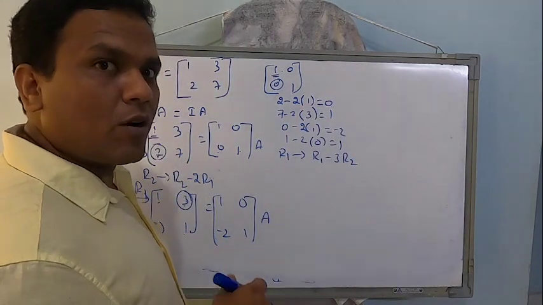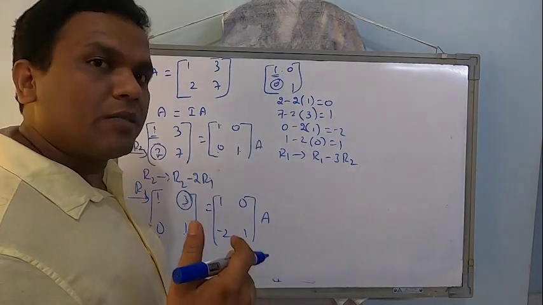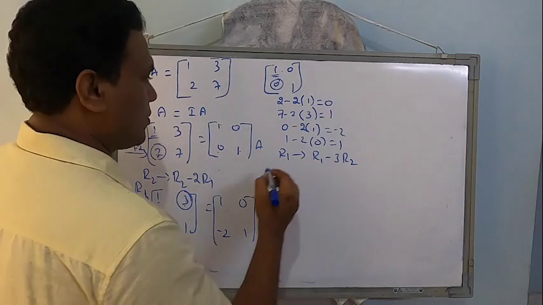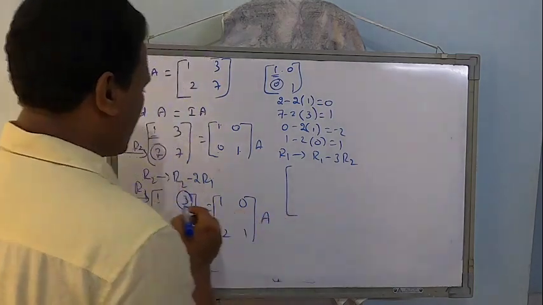R1 itself you have to start. You cannot say R2 minus. The answer is going to be 0, you will get it. But that formation is not allowed. Okay, now the next. Let us start with R1.